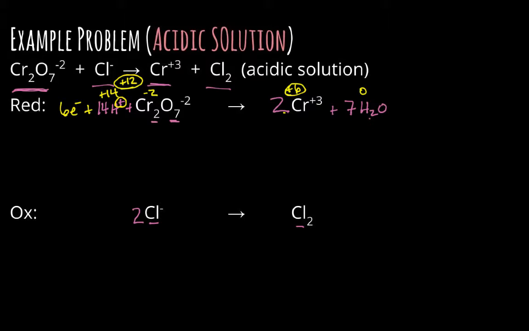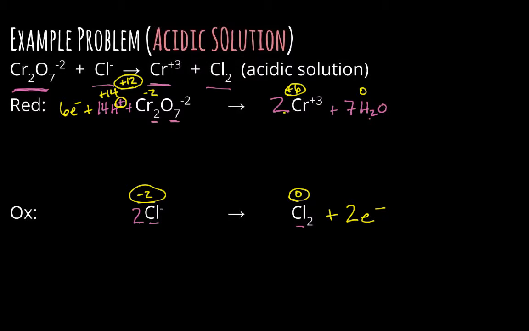So on this side, I have 2 times a minus 1 is a minus 2. And then over here, I have 1 that has a charge of 0, so that is going to be 0 on that side. So that means to balance those sides, I have to add 2 electrons on this side.